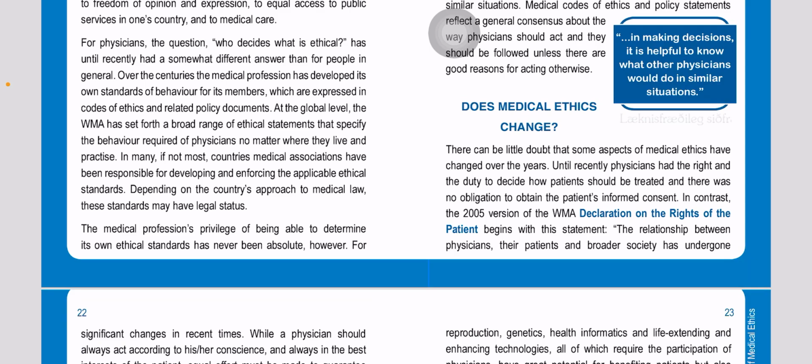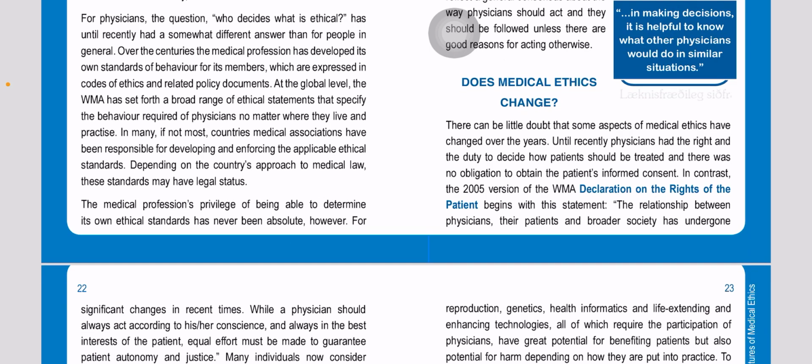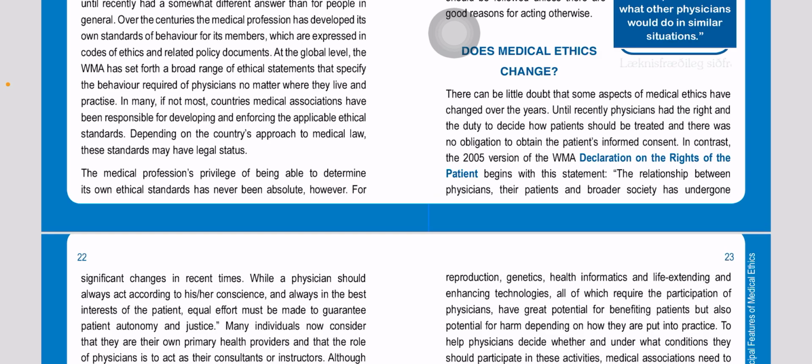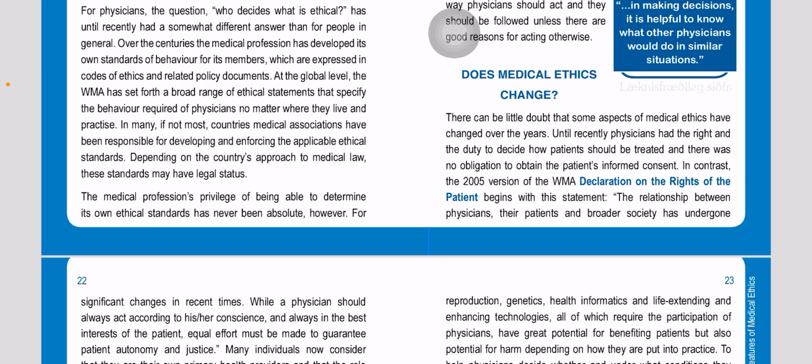There can be little doubt that some aspects of medical ethics have changed over the years. Medical ethics, class, is dynamic. It is not stagnant. It changes. Like what I said, it is a case-to-case basis. For example, the country has a political background, has a religious background. So, it depends on the situation of the country.